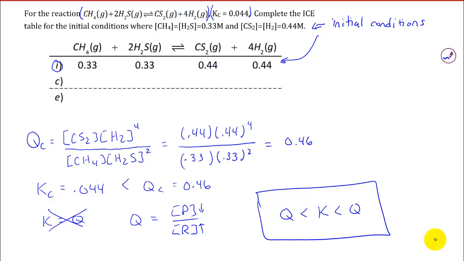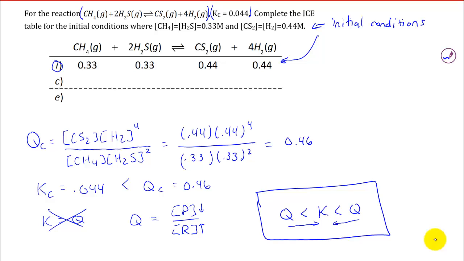We have to remember that if Q doesn't equal K, it moves towards the value of K. So when I write it in this exact way, when Q is less than K, I shift to the right, the arrow next to it. See right here, the arrow shifts to the right to reach equilibrium. When Q is greater than K, it shifts to the left to reach equilibrium. Okay, so we have a direction.